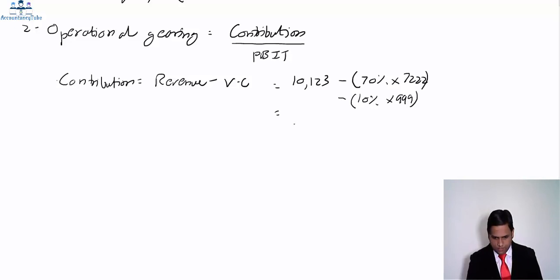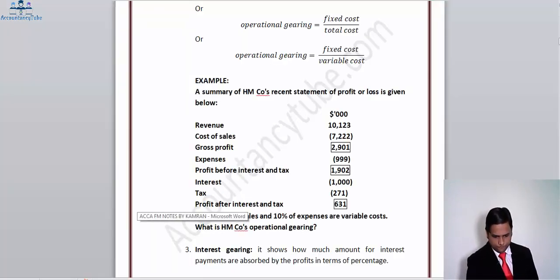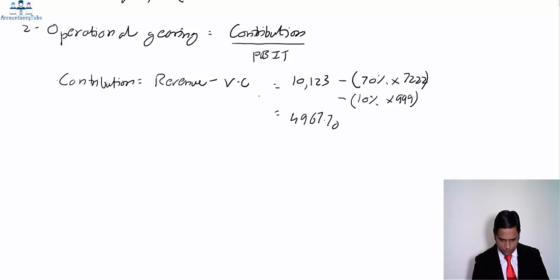Okay, we have now more space. Now computing all that, you will get an answer of 4967.70. And from the extract you can easily compute the profit before interest and tax. All you need to do is add back the interest and taxation figure, if it's not given. If it's given, then it's fine. We are already given the profit before interest and tax figure of 1902 over here, so let's put that also in our computation.